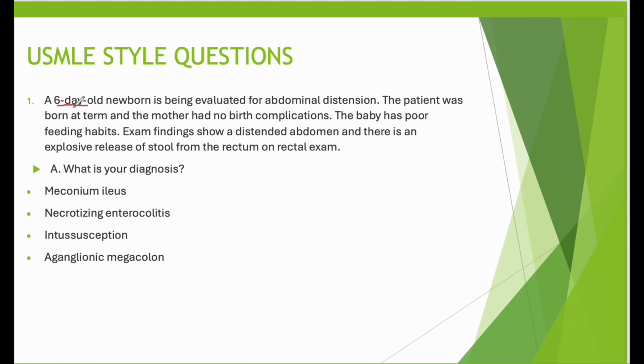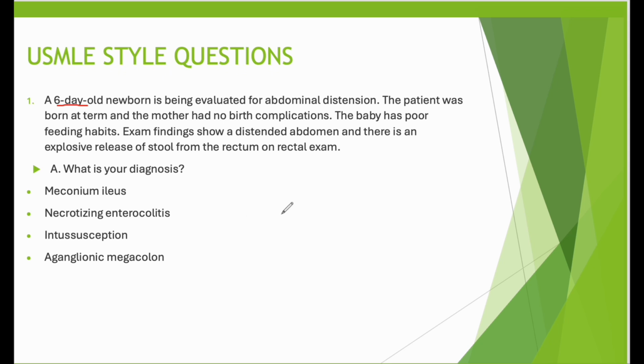So our first question says that a 6-day-old newborn is being evaluated for abdominal distension. The patient was born at term and the mother had no birth complications. The baby has poor feeding habits. Exam findings show a distended abdomen and there is an explosive release of stools from the rectum on rectal exam. What is your diagnosis? We have meconium ileus, necrotizing enterocolitis, intussusception, and aganglionic megacolon.